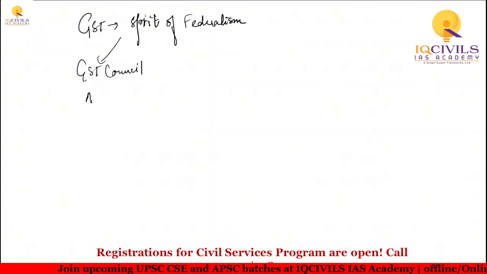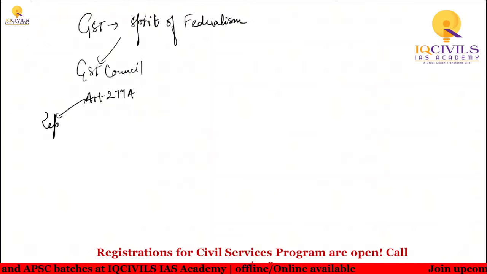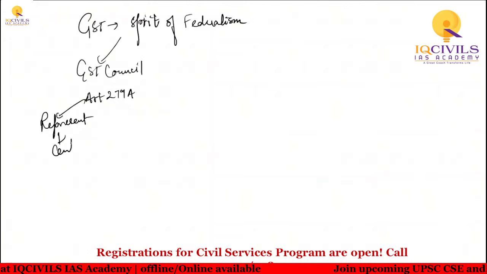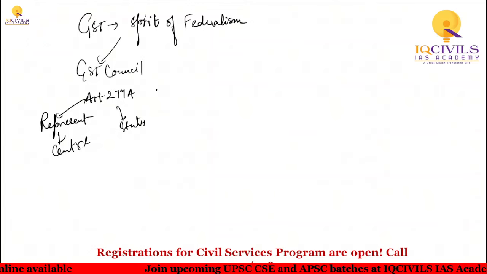Now GST Council, that means Article 279A. So GST Council includes representatives from the center as well as representatives from states. Remember this thing. So this is actually fostering cooperation and decision making in the GST regime.